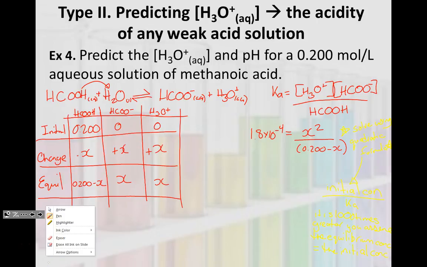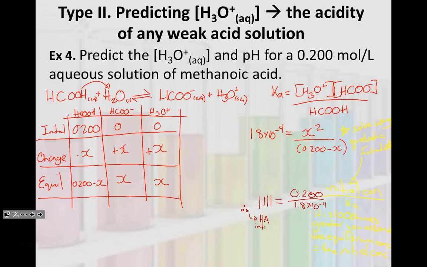So I would do a quick test here just to make sure that that is the case. So I would take my initial concentration, which is 0.200, and I'm going to divide that by my Ka, which is 1.8 times 10 to the negative 4. If I do that, I end up with 1,111. So because that is greater than 1,000, I can skip to the shortcut. This is the HA initial, so therefore the HA initial equals the HA equilibrium.